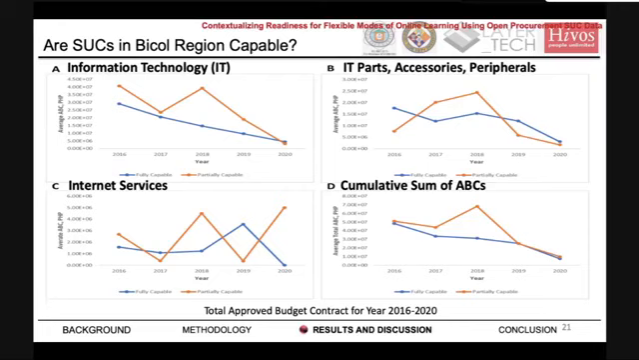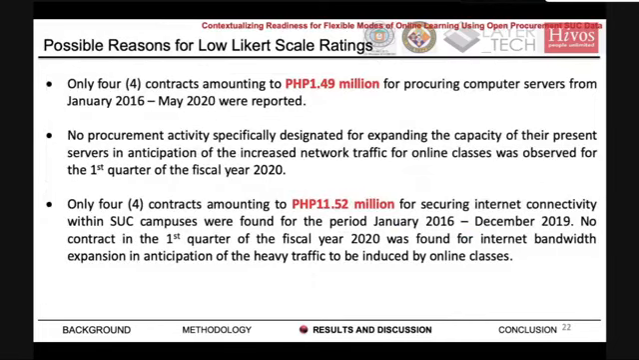Yun naman po yung blue line. And this is for the year 2016 and 2020. So, meaning meron pong problema somewhere. And these are the possible reasons for low Likert scale ratings.